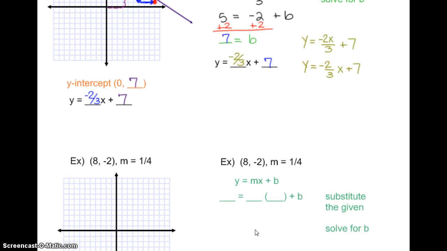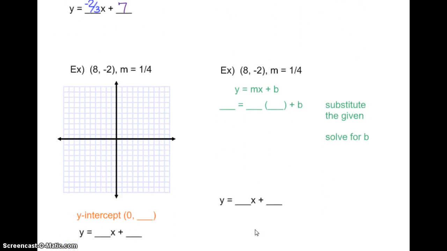Now there's a third example, but I'm going to save you the trouble and ask you to try this one on your own.